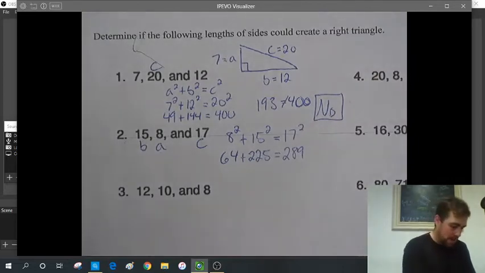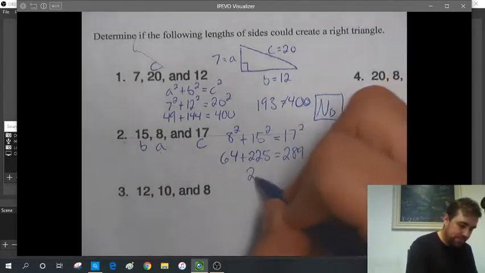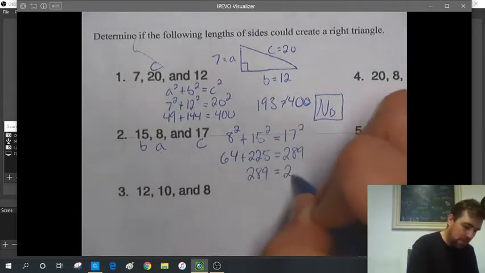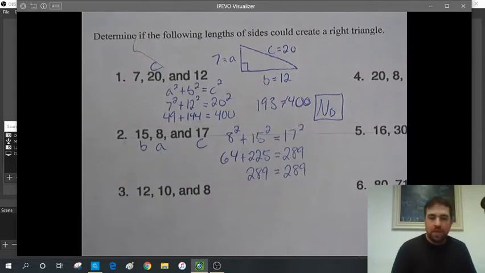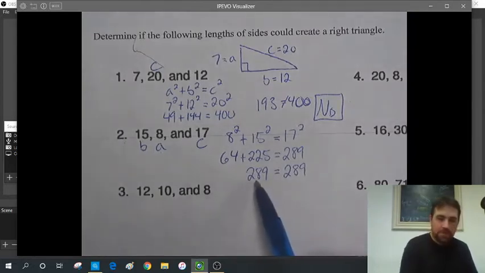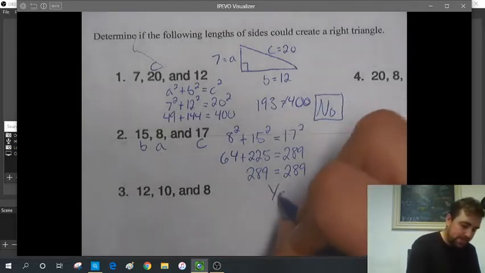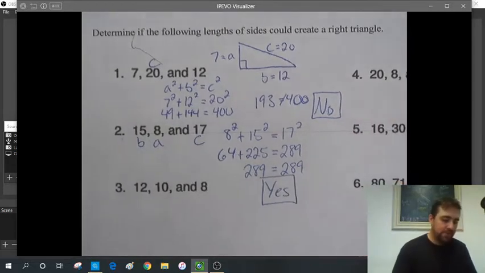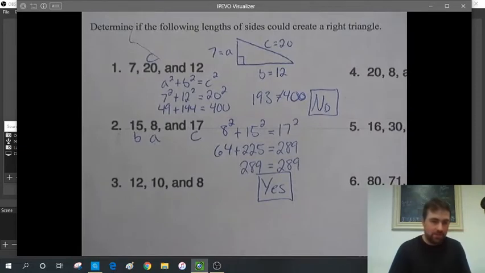Okay. Add our 64 and 225 together. And this time, we do get a true equation. So 289 does equal 289. And so therefore, on this one, the three sides of our triangle of 8, 15, and 17 would make a right triangle. Okay, so that's the concept and idea there of the converse of the Pythagorean theorem.